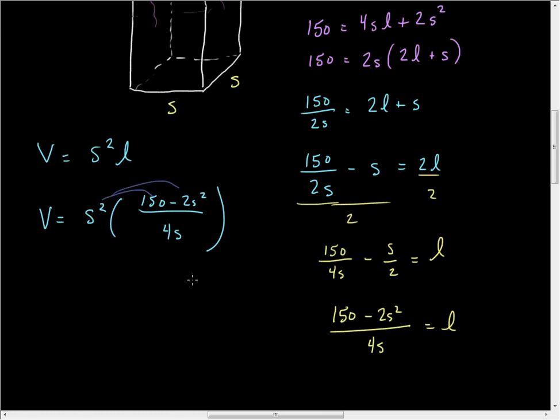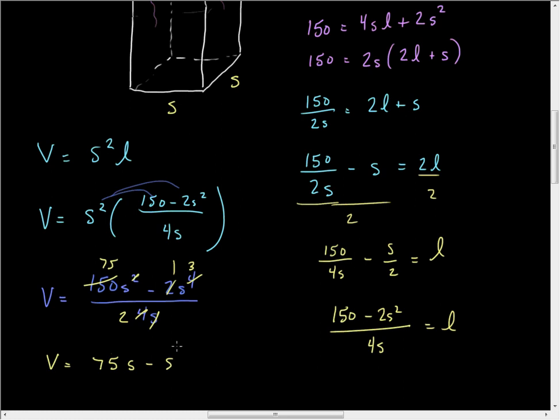So I have V is equal to 150 S squared minus 2S to the fourth, all over 4S. And now I can cancel stuff out. One of those goes away, one of these goes away, and it makes it a 3. So V is equal to 150, and now I can decrease that to 75, because I can cancel out a 2 from here. That gives me a 2 here, 75, and this gives me 1. So what's left is 75S minus S cubed, all over 2.